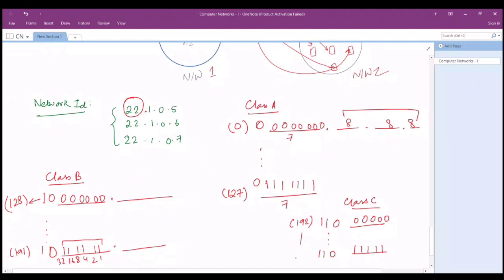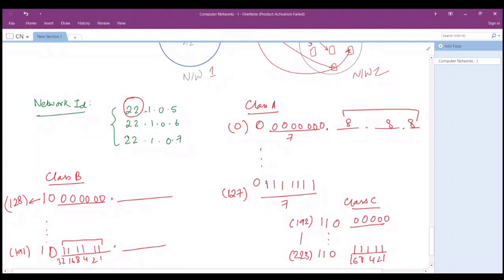Till it would be 223. 16, 8, 4, 2, 1. So if you add 192 with this, you'll get 223. So if any IP address's first 8-bit decimal part is lying between 192 to 223, we can say, okay, it's class C. That's all.